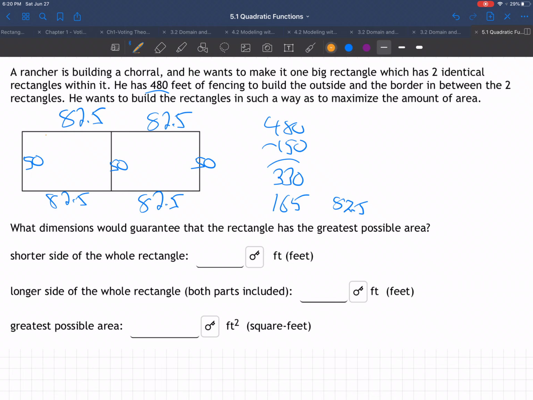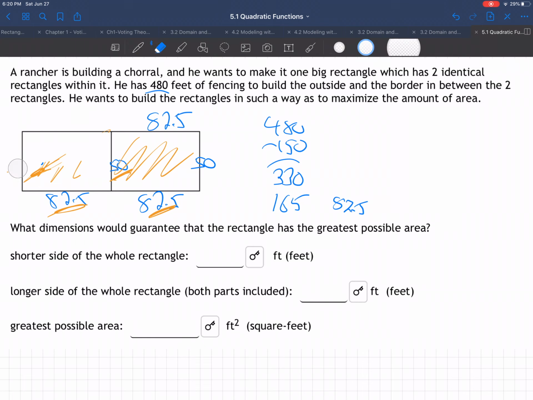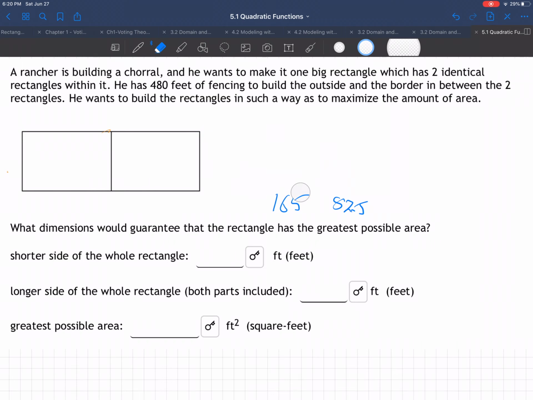How much area is right here, and how much area is right here? Well, this is 50 by 82.5, and this is 50 by 82.5. So if you multiply those, you'll get an area, and you could get a total area. But there's other ways to build it differently. There's other ways to build it, and the question is, we want to build it the best way. What is the best way to build it? There's different ways that would produce different areas.